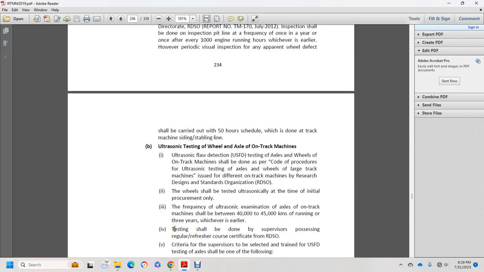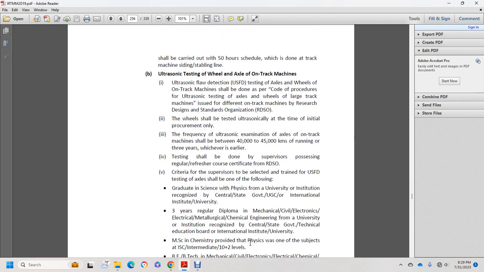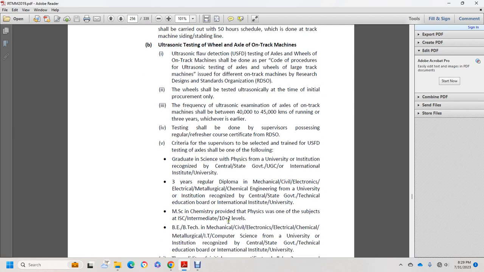Testing should be done with a supervisor possessing the regular and refresher course certificate as per the Research Designs and Standards Organisation criteria. Supervisors trained in USFD testing of the axle should be one of the following: a graduate of science with physics from a university or institution recognised by the Central or State Government, UGC, or an international institute; or a regular diploma holder in mechanical, civil, electrical, metallurgical or chemical engineering from an institute recognised by the Central or State Government Technical Education Board; or a B.Sc. in chemistry with physics as one of the subjects at intermediate level.